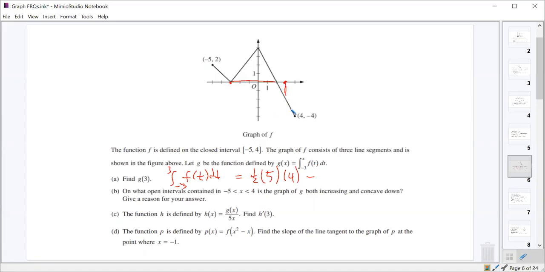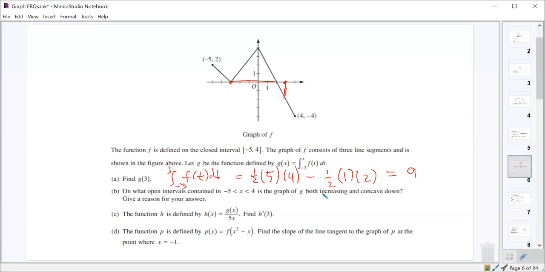What is this little triangle? Should be 1/2 of the base, which is 1. And then the height, what's the height of this? Should be 2 if you look at the slope of that line. So we end up with what? 10 minus 1? 9. Yeah? Everybody good there? Everybody all right with part A? Okay, great.